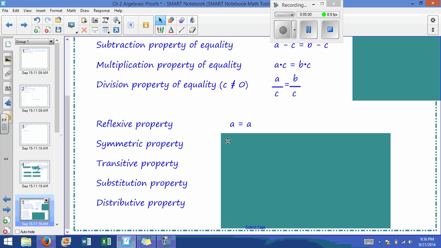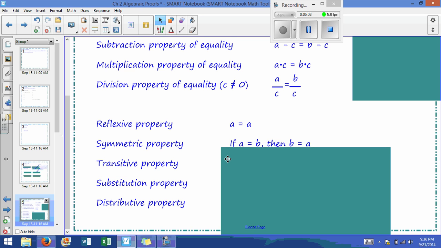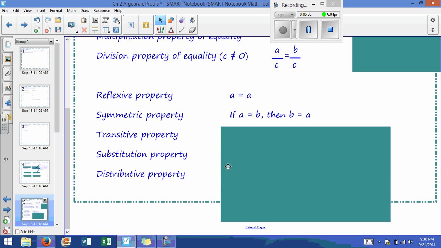The symmetric property is that you can change things around from, say, the right side to the left side, and it doesn't change the value. So for instance, if I said 2 squared equals 4, well then 4 equals 2 squared.